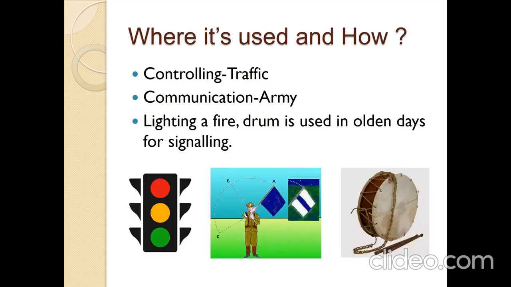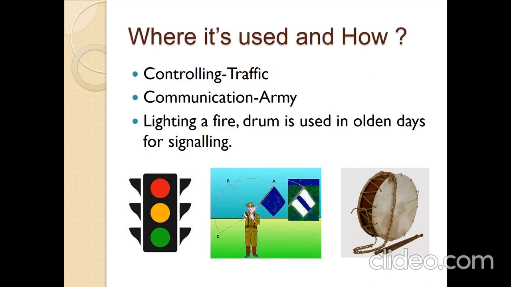Where it is used and how. You would have seen in traffic, by using different colors, the signal lights are there. Example, red, yellow and green. In order to control the traffic, these colors are used. Then in the army, they use it for communication purposes.